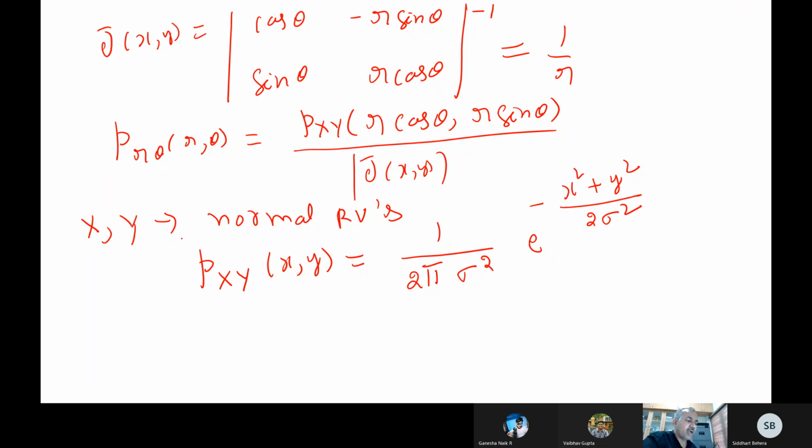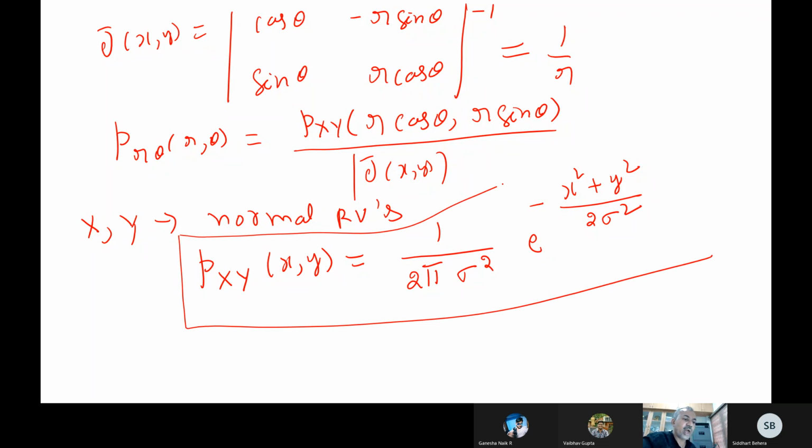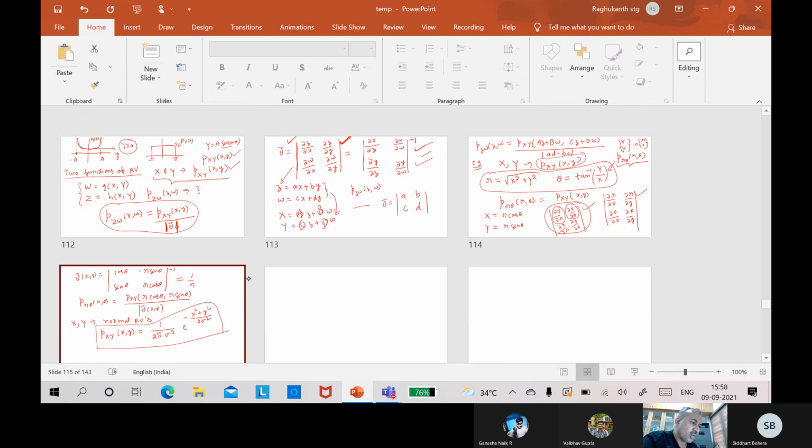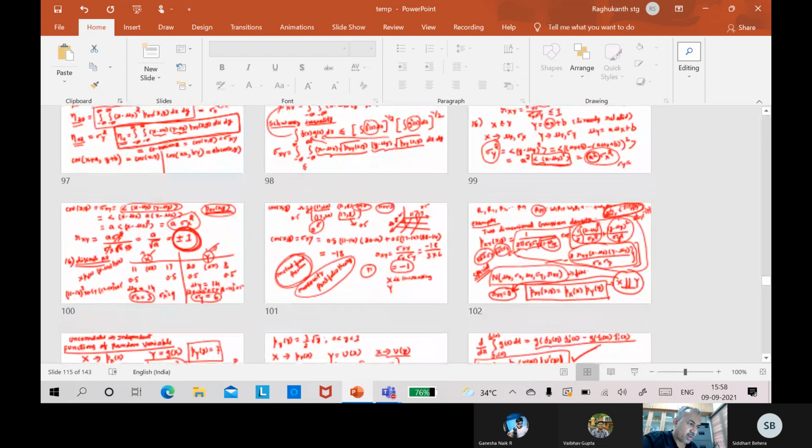So what is your comment when I write the two-dimensional density function for Gaussian like this? How many parameters were required for 2 dimensions? You remember? What is your comment by looking at this expression? What type of random variables are X and Y? You remember what we wrote long back, the two-dimensional Gaussian distribution? What did we say?